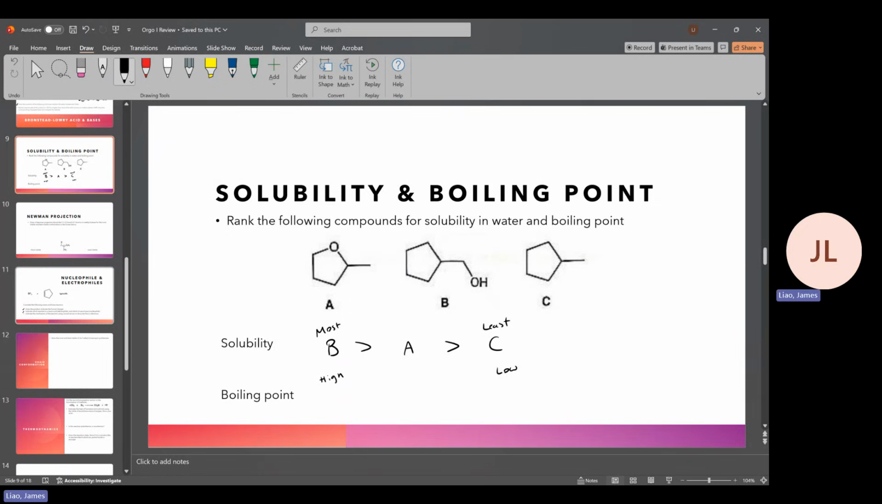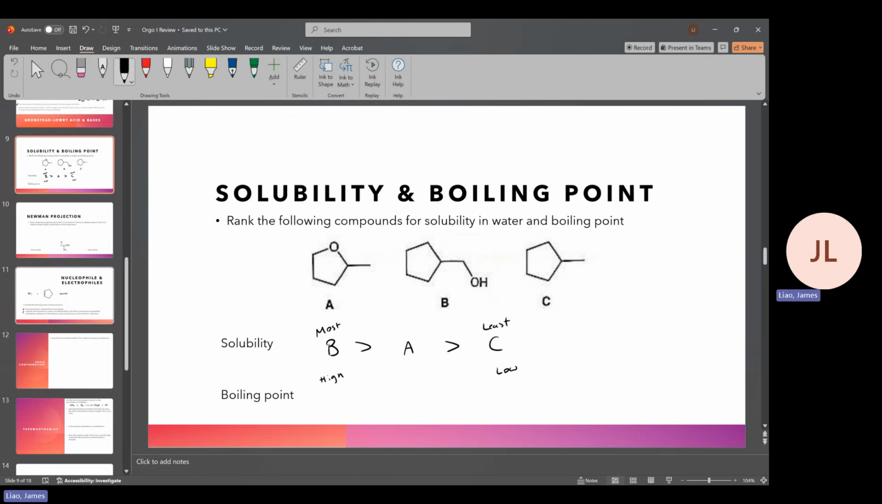Okay. Now for boiling point. When it comes to boiling point, it really depends on the interaction of the intermolecular forces attached to it. The higher the strength of the intermolecular forces, the higher the boiling point is going to be. And the more branching, as in more spread out where the surface area is decreasing, then you're going to have a lower boiling point.